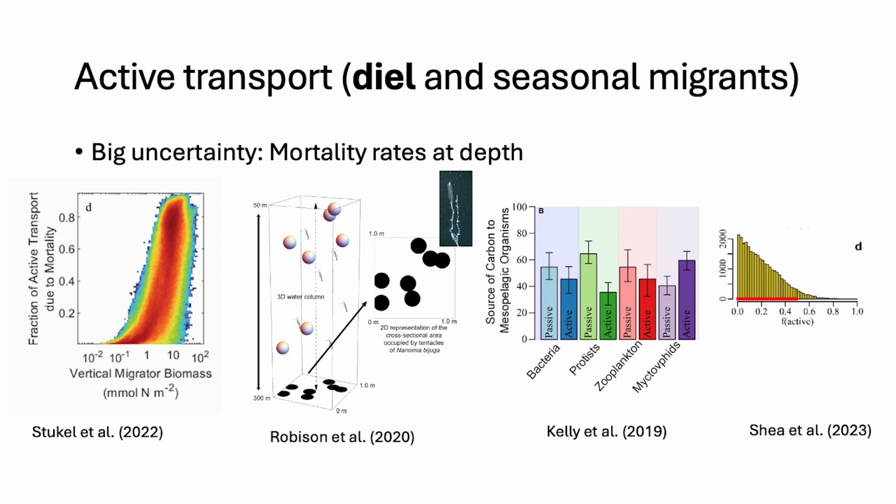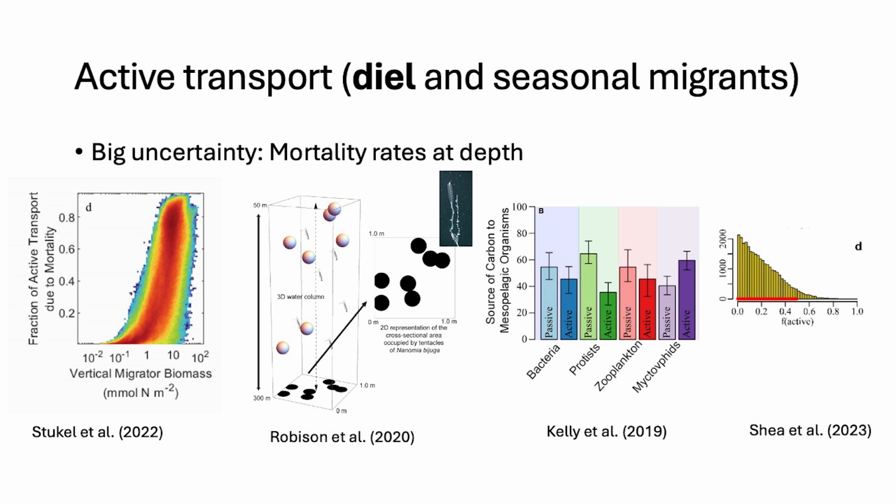This is from one of my data assimilation studies, where we basically took all the data that we had available, taking all kinds of different rate measurements, and used it to try and constrain the model. And with that, we constrained the fraction of active transport that's due to mortality. And it went from 0% up to about 98%. So really, it was just completely unconstrained. So how can we start trying to constrain that important term?